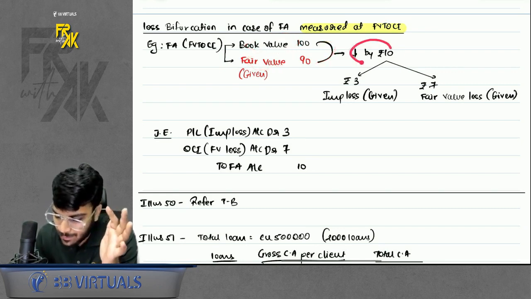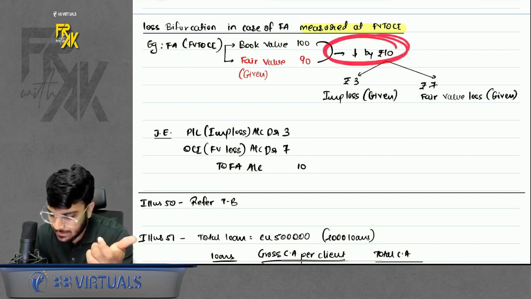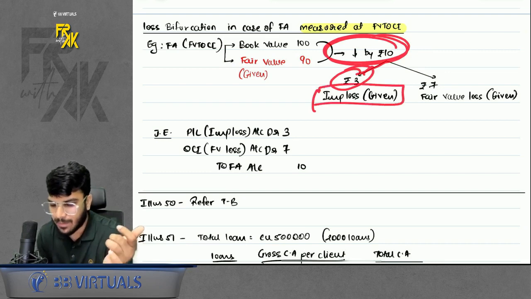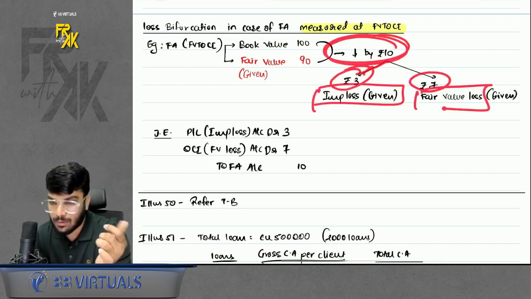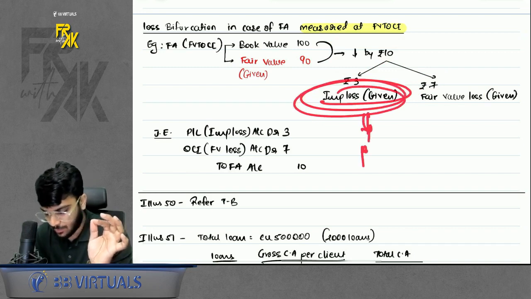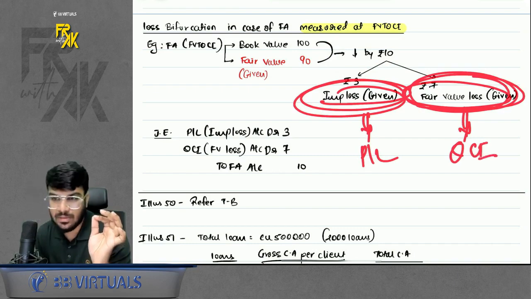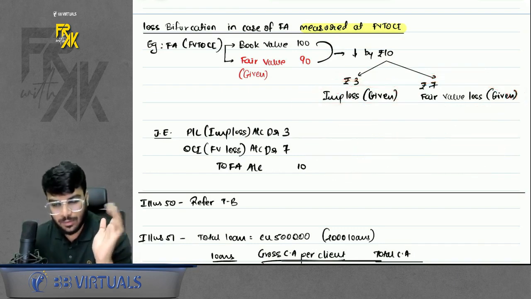Now normally this 10 rupees goes in OCI, but some information was given that out of this 10 rupees, the decrease of rupees 3 was because of impairment loss, the remaining 7 because of fair value loss. So whatever is the decrease because of impairment loss, you will transfer to profit and loss, and whatever the decrease is because of fair value loss, you will transfer to OCI. Do remember that part. Simple.